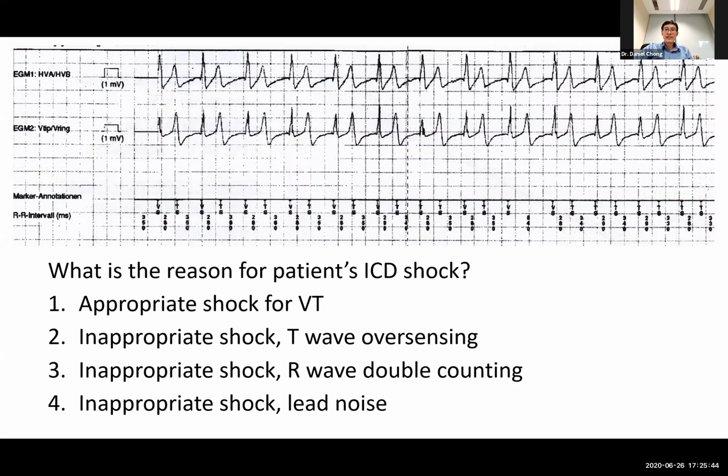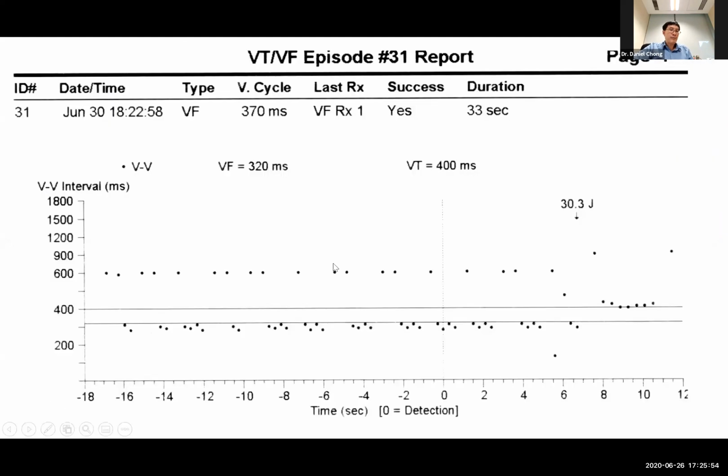All right. So I think almost everybody got this correct as well. So this is T wave oversensing. When we see this tram track appearance over here, there are some things that immediately come to mind. One, of course, is T wave oversensing. Two, could this be R wave double counting? That can happen as well.